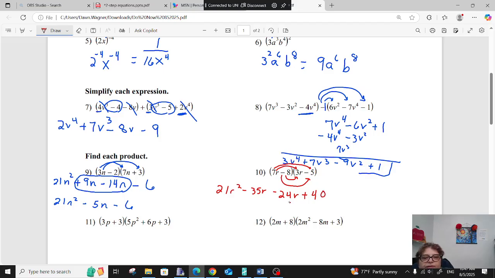And now I'm going to combine my like terms. They are both negative, so you add them together and keep it negative. So 21r to the second minus 59r plus 40.